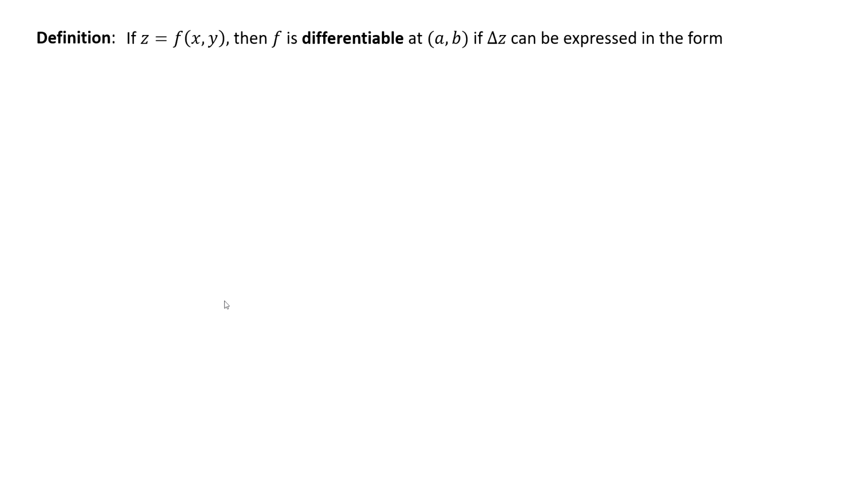If z equals f of x y, then f is differentiable at a b if we can write delta z in the form f sub x of a b times delta x plus f sub y of a b times delta y plus some epsilon 1 times delta x plus some other epsilon 2 times delta y. What is this talking about? I'll explain in just a second.